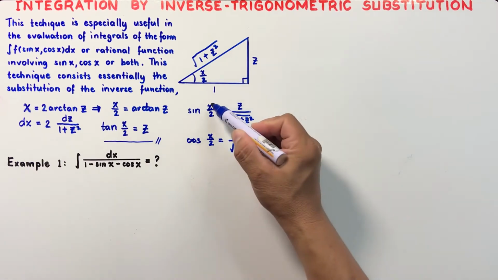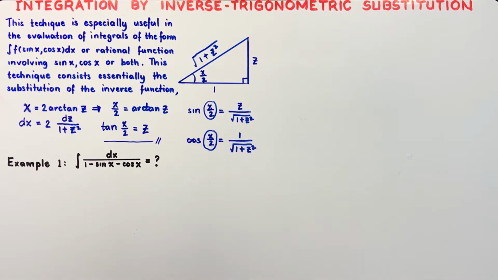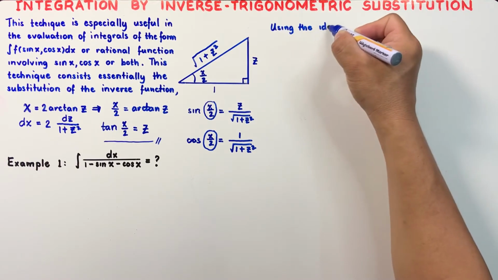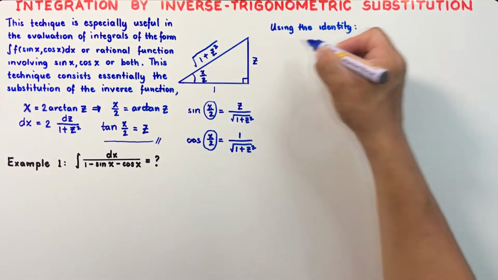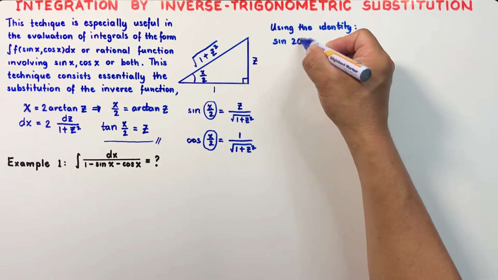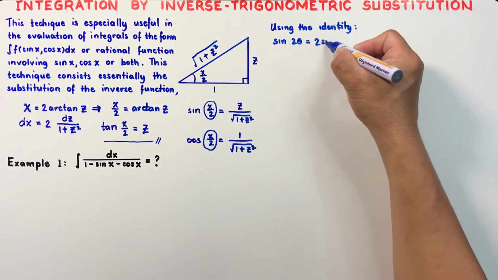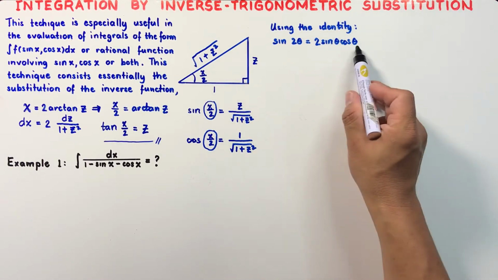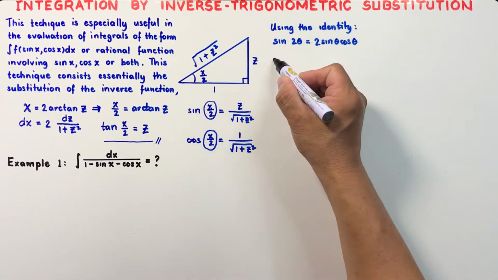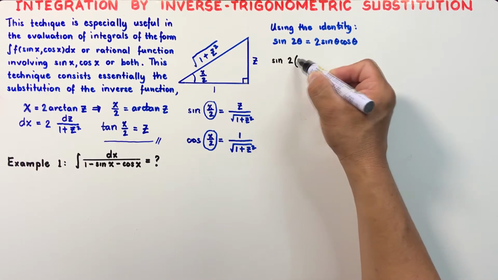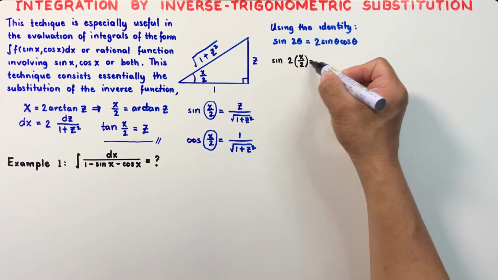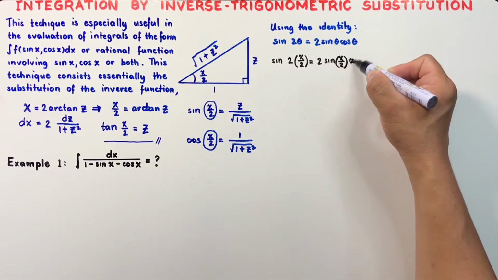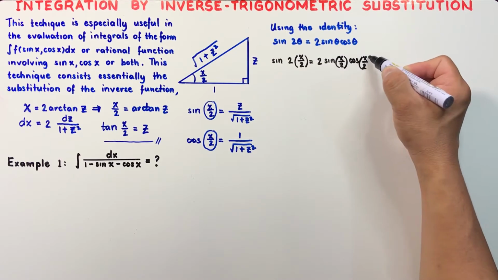But looking at this angle, because this is half of x, we can use our trigonometric identity, which we learned even when we were still in high school, which is sine 2 theta equals 2 sine theta cosine theta. So applying this double angle identity here, we have the sine of twice the angle x over 2. We have 2 times the sine of the angle x over 2 times the cosine of x over 2.